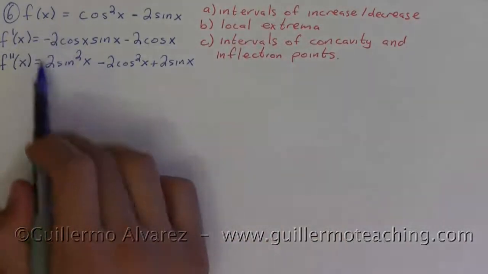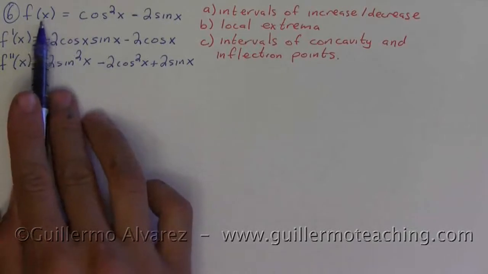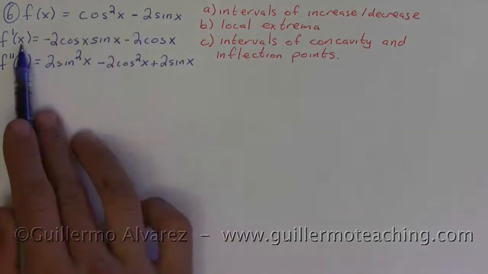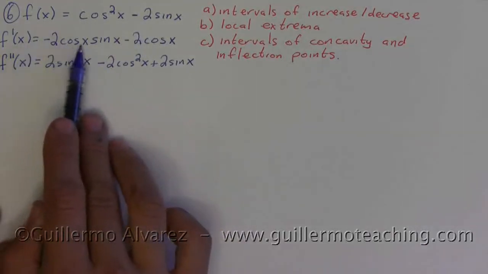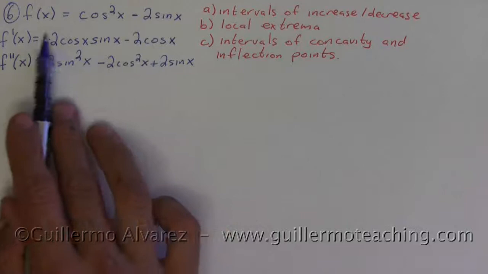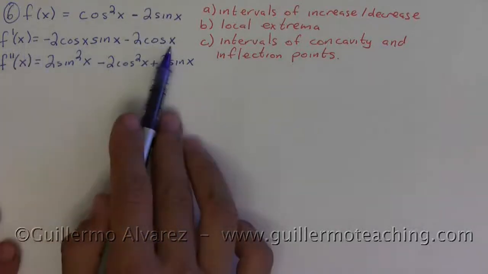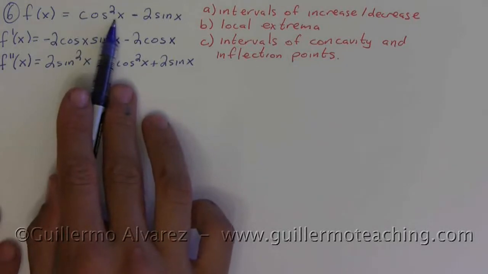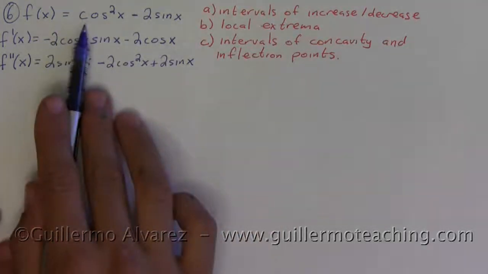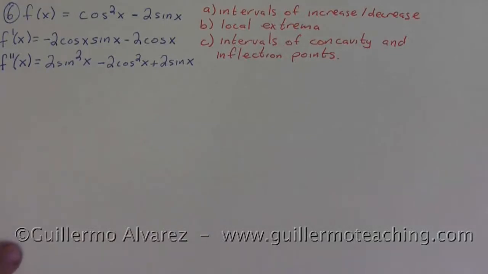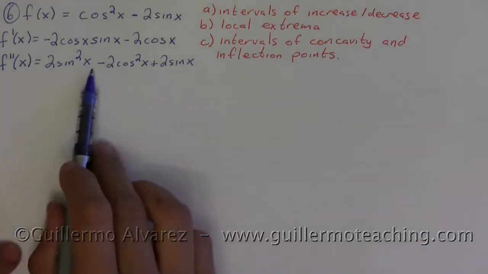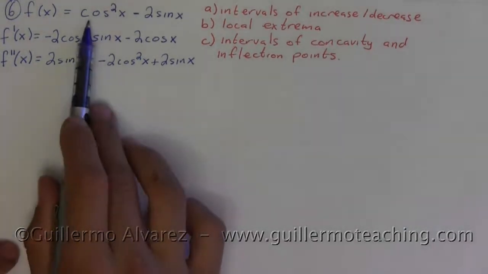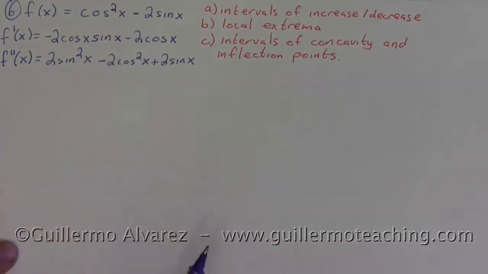Now don't forget what each one tells you. Here in the function you plug in an x value and it'll tell you the corresponding y value. In the first derivative you plug in an x value. It'll tell you the slope of the tangent line, which in other words tells you whether your original function is increasing or decreasing. And the second derivative, remember, you plug in a number and it'll tell you whether the original function is concave up or concave down.